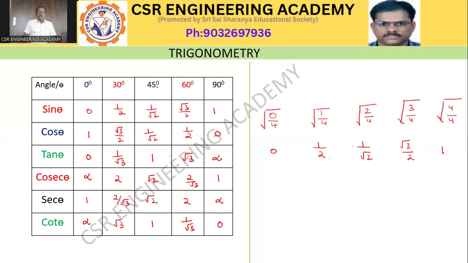Sin 45 is equal to 1 by root 2. Cos 45, 1 by root 2. Here sin theta is equal to cos theta when sin 45 is equal to cos 45. Similarly, tan 45 is equal to cot 45. Secant 45 is equal to cosecant 45.